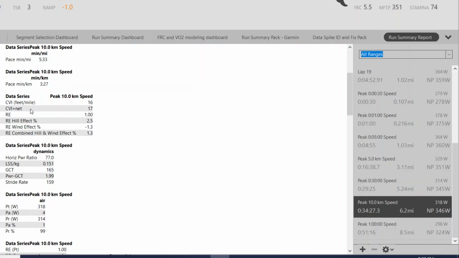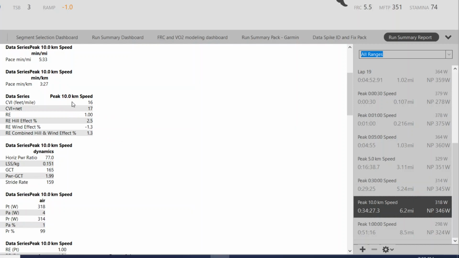But if I saw a CVI of 16 and a CVI plus net of 31, that's a fairly flat course, but it's a net uphill. There's not a lot of undulations, but it's a net uphill. If the number CVI plus net is lower than the CVI, that means it's a net downhill. It's subtracting out the net differences from start to finish on a point-to-point course.